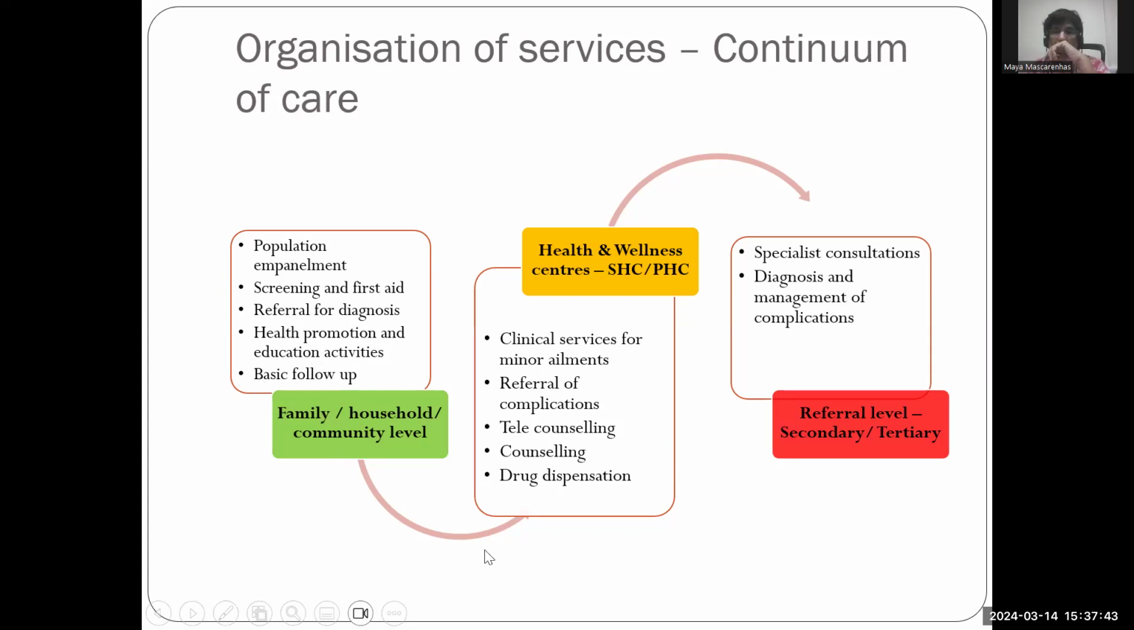Some of them have to go to the second level, which is at the sub center where the CHO is sitting, or maybe even the PHC. This is the health and wellness center, the Ayushman center. Over here, they will get some treatment. Then if they find complications this person may not be able to treat, they will refer higher. The CHO can do telecounseling. With whom will she do telecounseling?